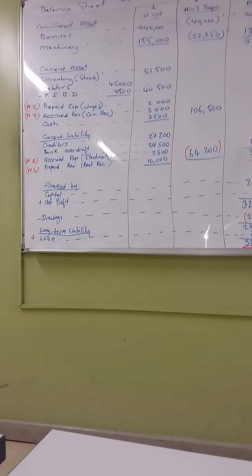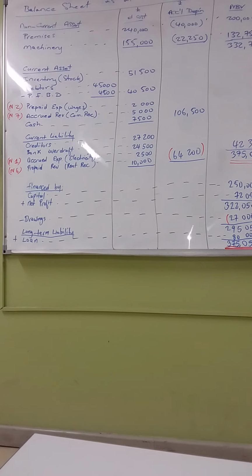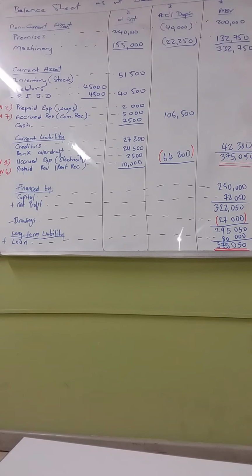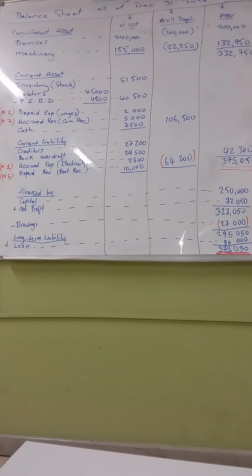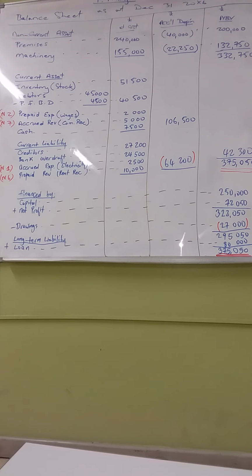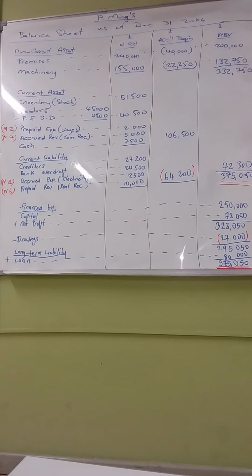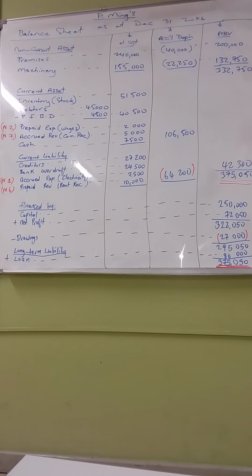Now we can move to the finance by section. The finance by section starts out with our capital, otherwise known as our equity. Now it was 250,000. Next we add our net profit. Now the net profit there was 72,050.